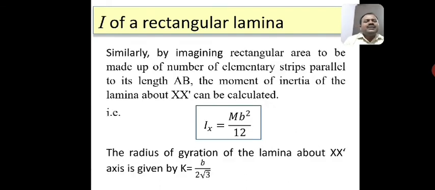Similarly, you can imagine the rectangular area to be made up of a number of elementary strips parallel to its length AB, and using that you can calculate the moment of inertia of the lamina about x dash axis, and the moment of inertia about x dash is given by Ix is equal to mb square divided by 12, and the corresponding radius of gyration is b divided by 2 root 3.